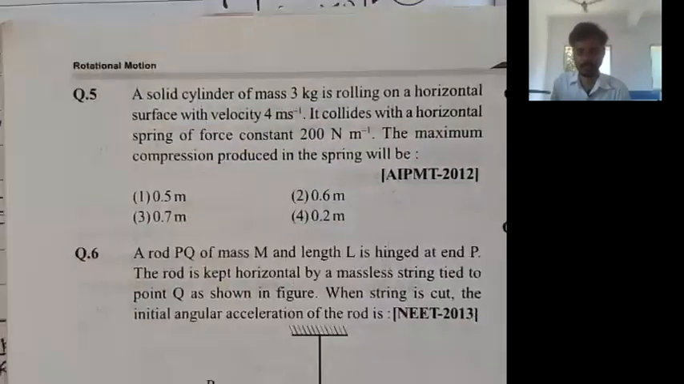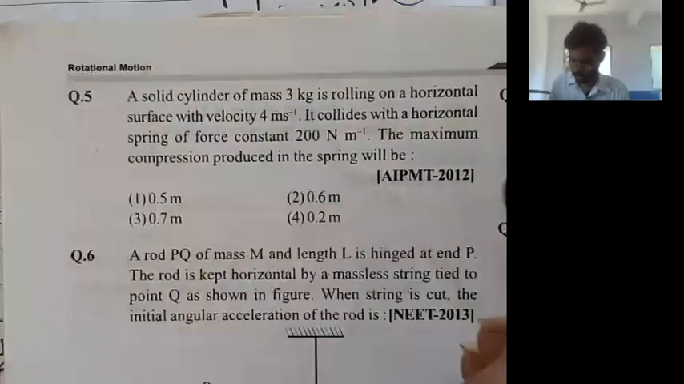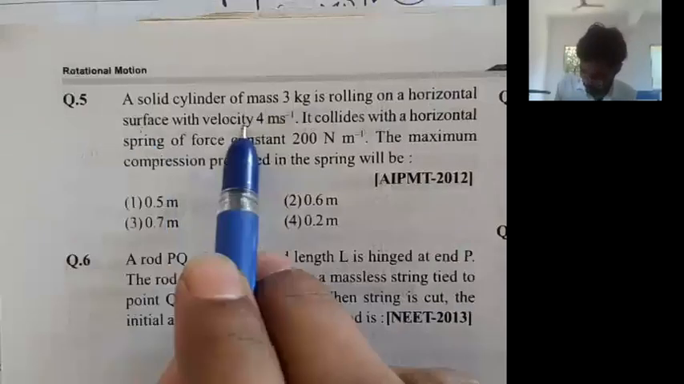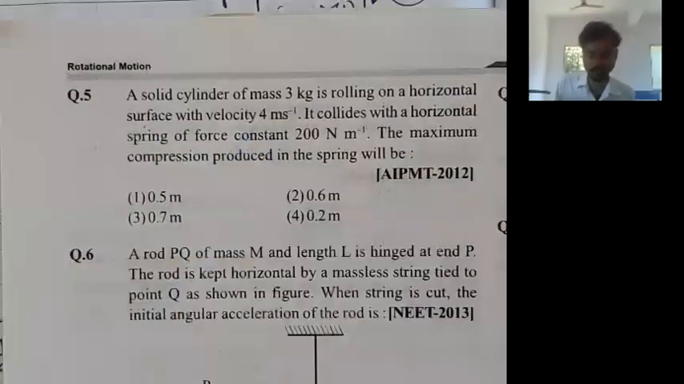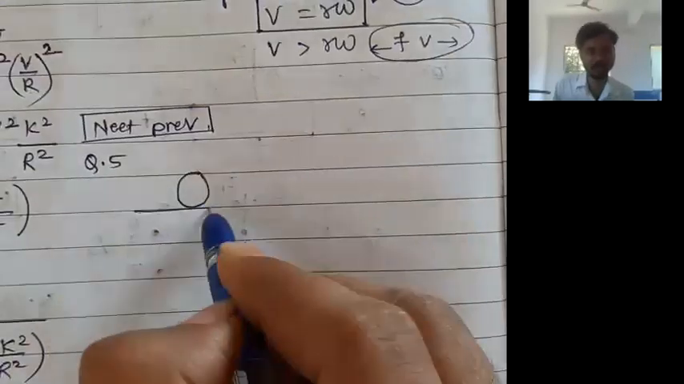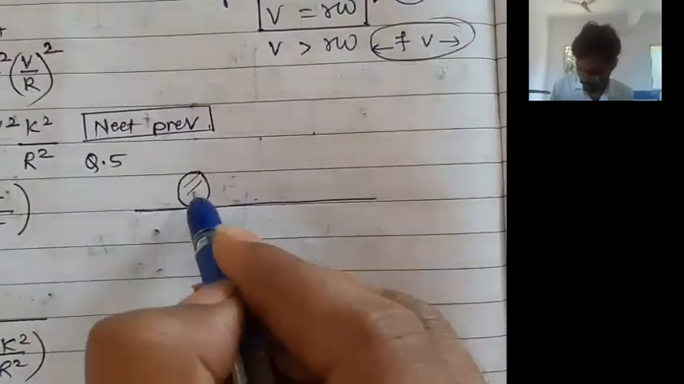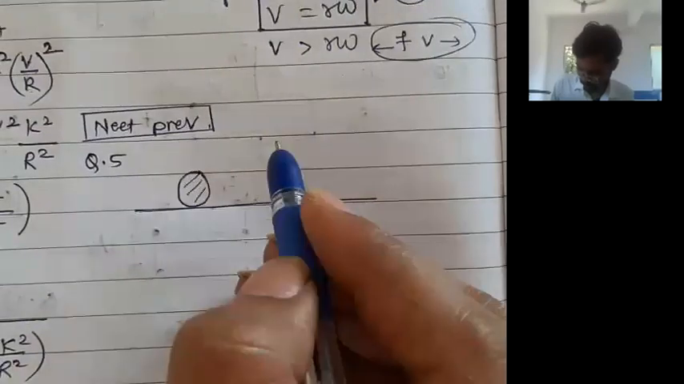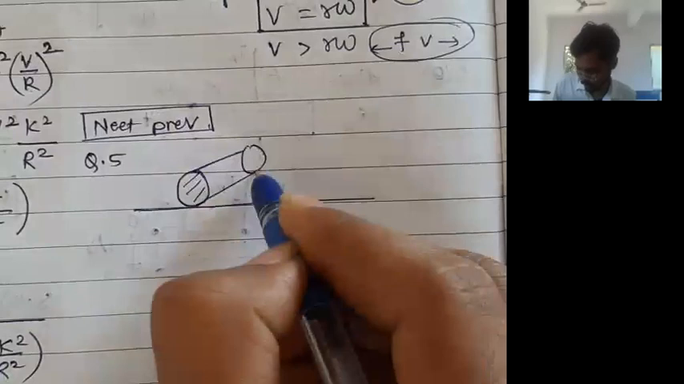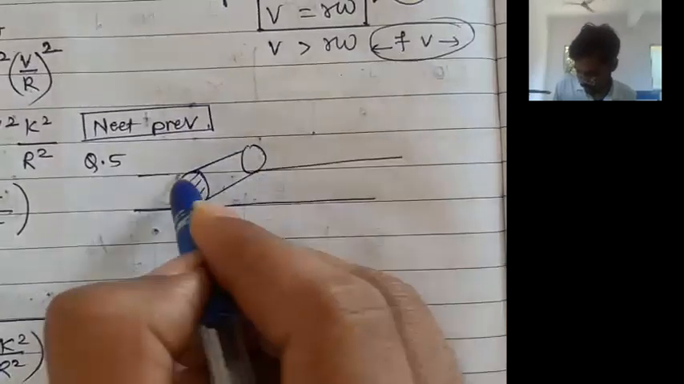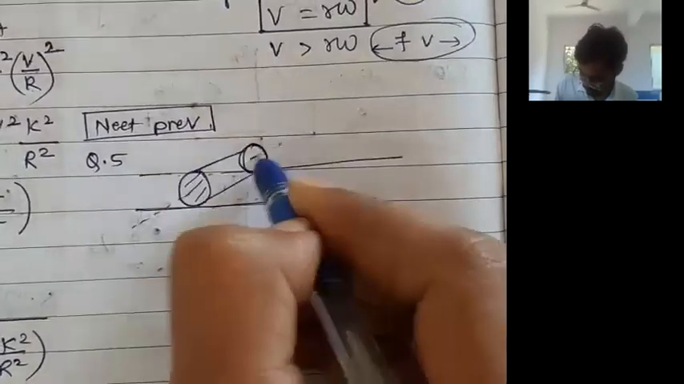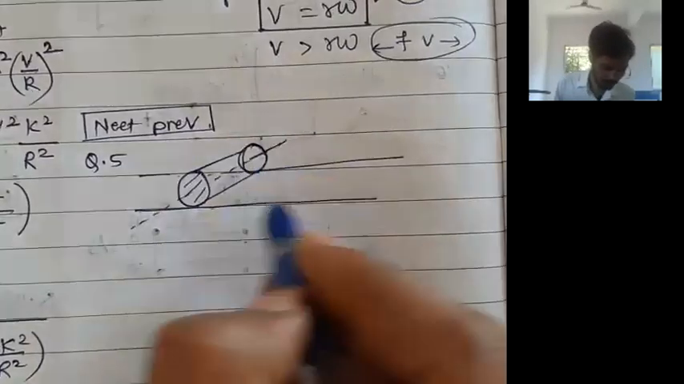I quickly extracted the data and wrote it. Is rolling on the horizontal surface with the velocity 4 meter per second. So we have one rolling cylinder. Actually this is a cylinder, not a disc or ring. It is a cylinder, but I will not be drawing that entire cylinder. If you want, you can draw it something like this, no issues. This is the horizontal ground. On this horizontal ground, this is our cylinder which is rolling on the surface like this.